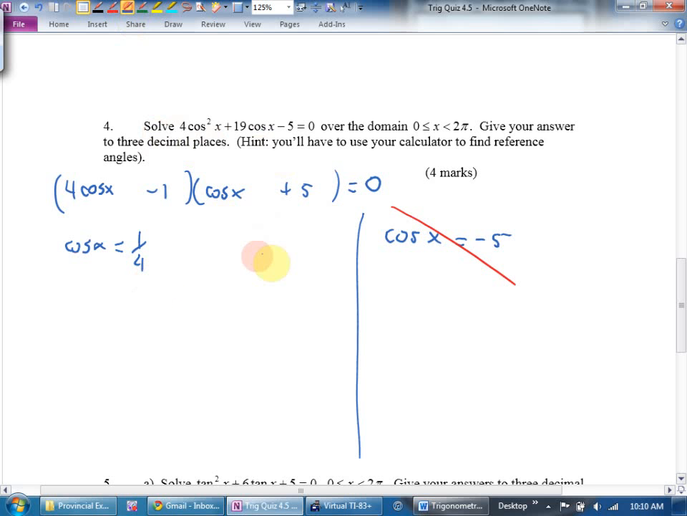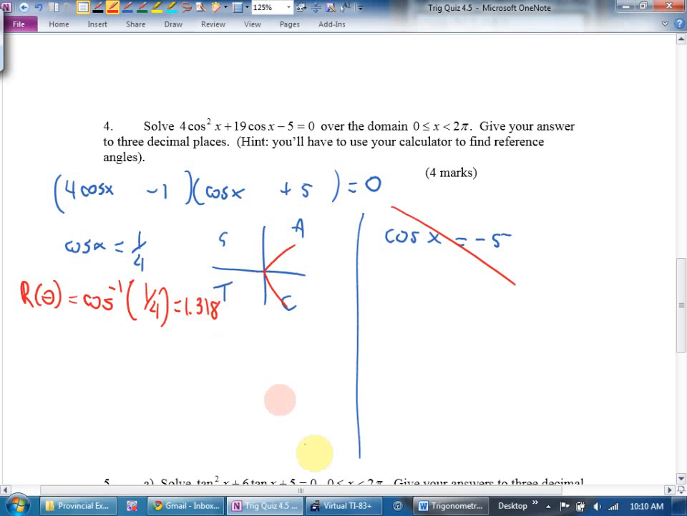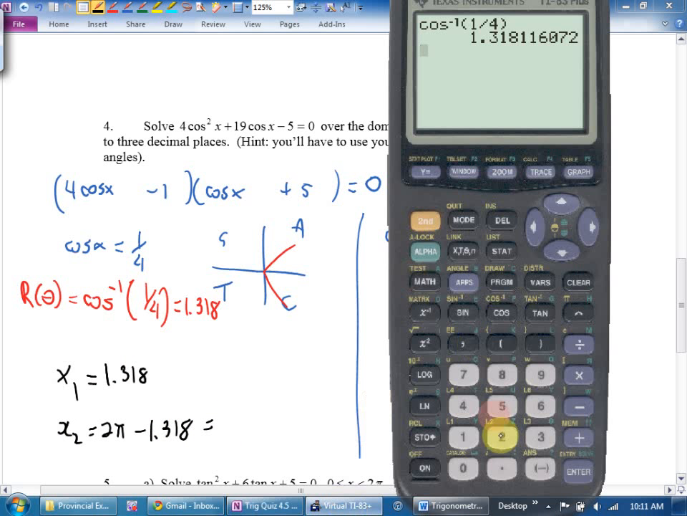Okay. C A S T. It is positive 1/4, which means cosine is positive there and there. I'm going to find the reference angle by going inverse cosine of 1/4. I am in radians. Inverse cosine of 1/4. And I get a reference angle of 1.318. So I guess that means my first x value is 1.318. And my second x value is 2 pi minus 1.318, which is 4.965.